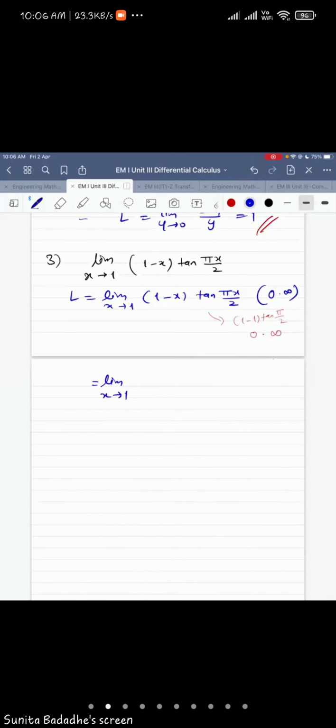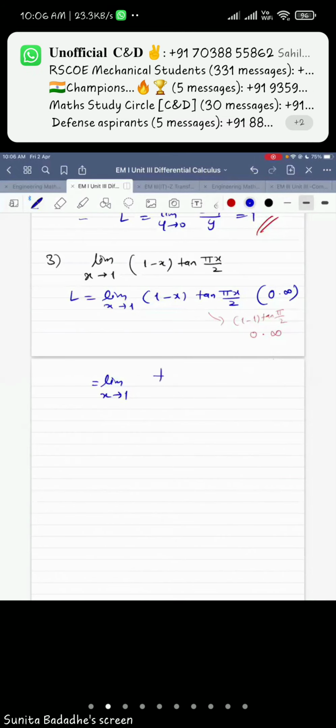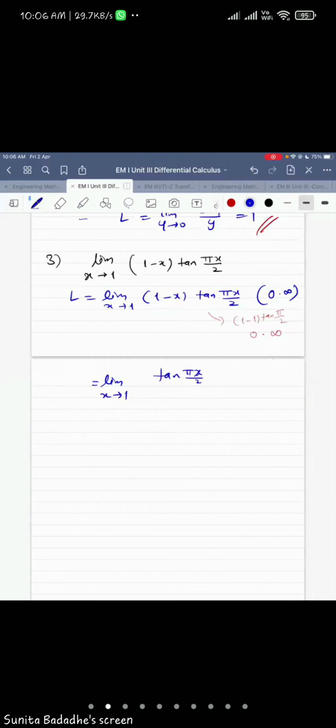Okay, so I'll continue. Now, this tan of pi x by 2 will keep as it is. And then we have 1 minus x, right? But if I take it in the denominator, the derivative will be complicated. So you have a choice. Either you can convert that tan to sine by cos, or you can take the reciprocal. Let me check it like this. If I make it sine pi by 2 x upon cos pi by 2 x, okay, then what will be the form?